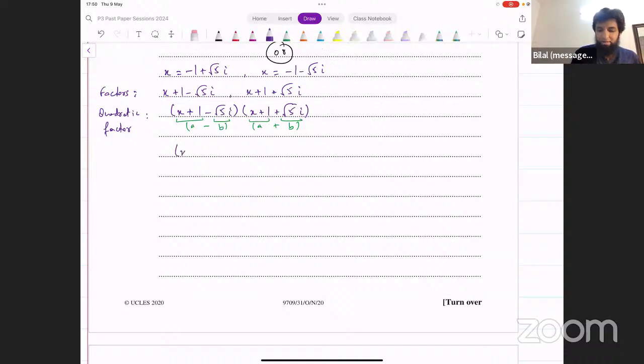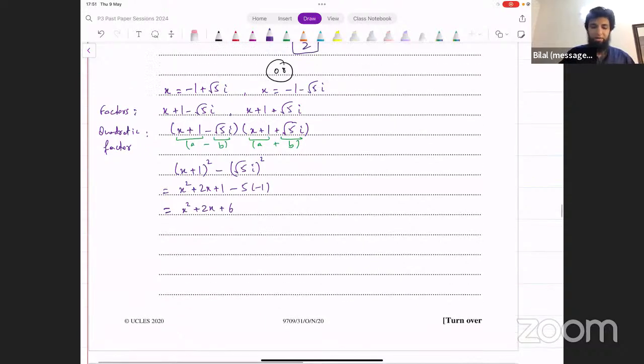So you get x plus 1 whole squared minus under root 5 iota whole squared. And now you simplify this further. This gives you x squared plus 2x plus 1 minus 5 iota squared, which means 5 into minus 1, which is x squared plus 2x plus 6. This is the quadratic factor that you've got.